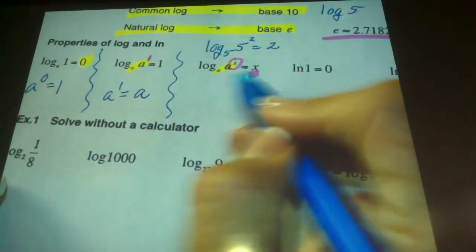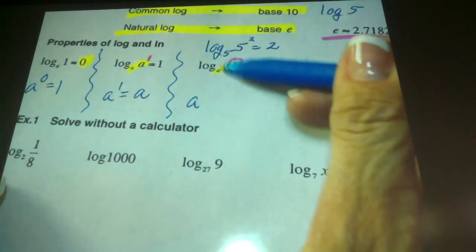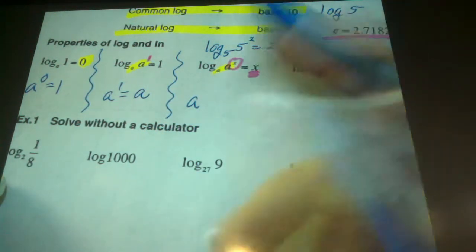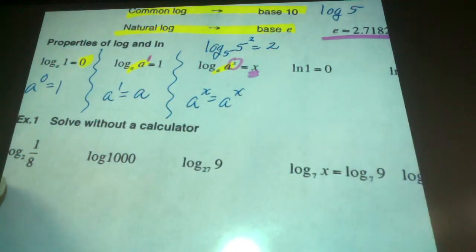And so if I take this out of log form and put it into exponential, my base is a, and I'm switching the a to the x and the x. So the x becomes the exponent, and the a to the x goes on the other side. Isn't that a true statement?